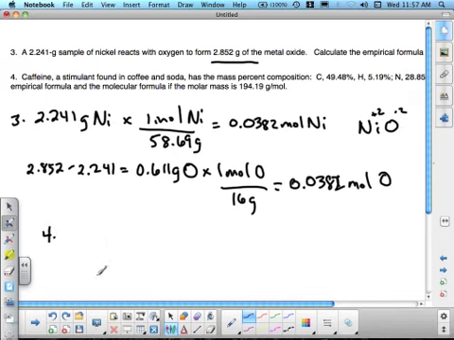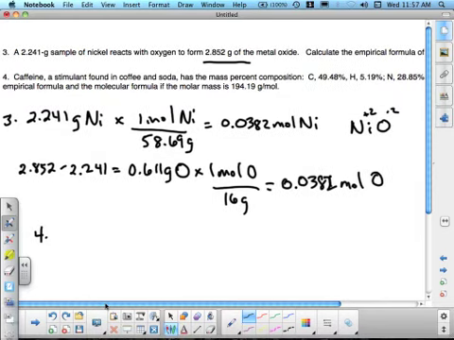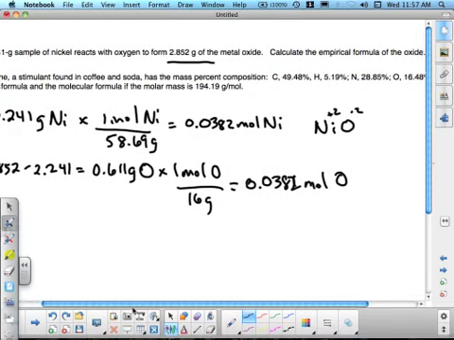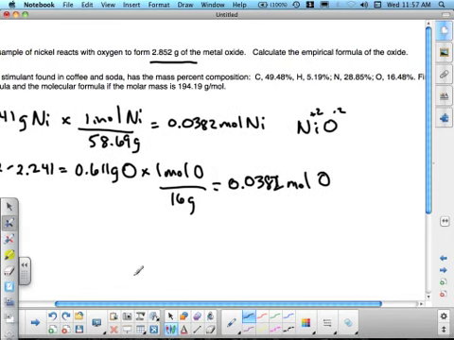And this time we're going to go from empirical mass data. So I'm going to move this over just a little bit so we can see all of the information. We're going to have to take it a little farther because they gave us the molar mass and they want to know the molecular formula. But let's do one thing at a time. So number 4, we're going to go with 49.48 grams of carbon, and we're going to convert it to moles.